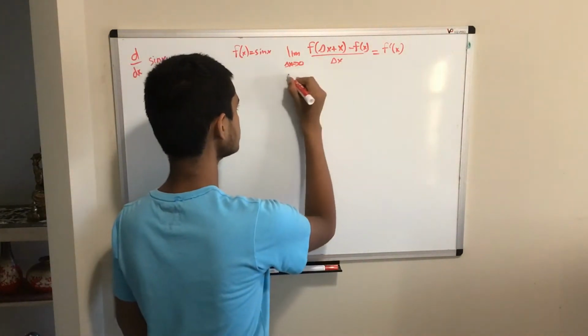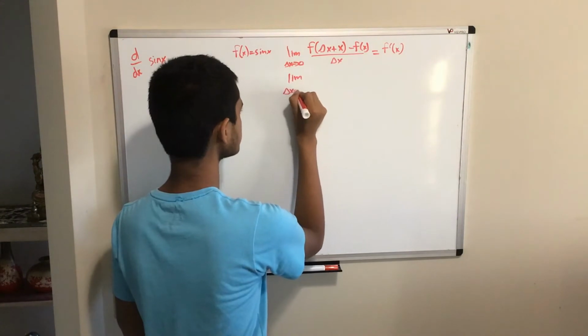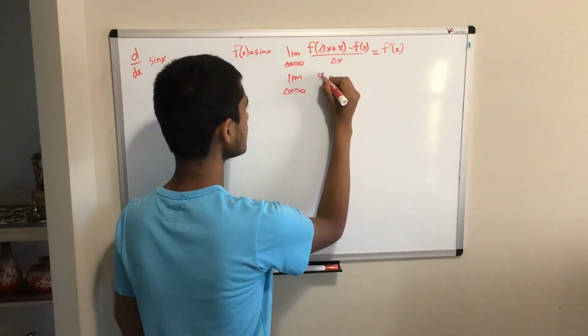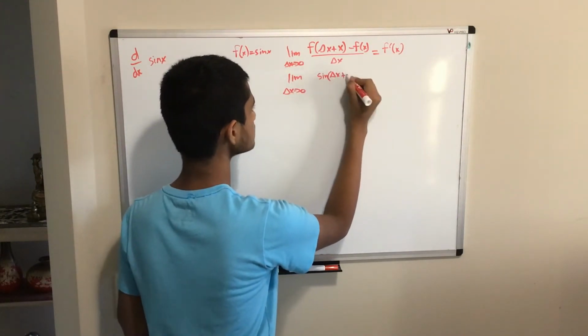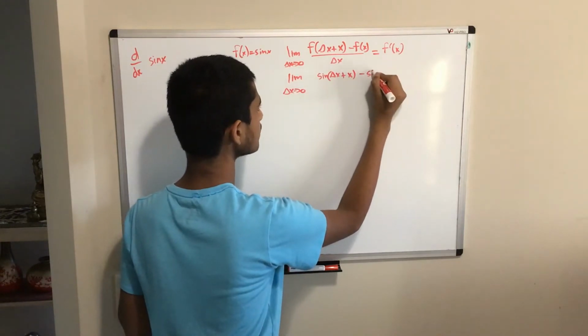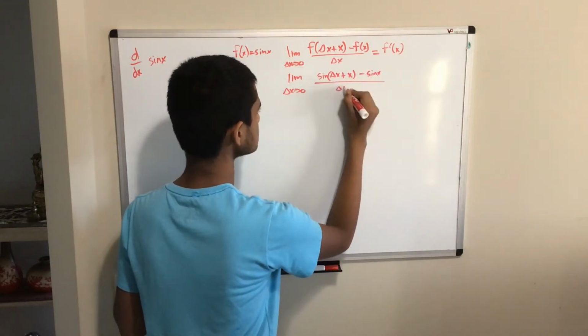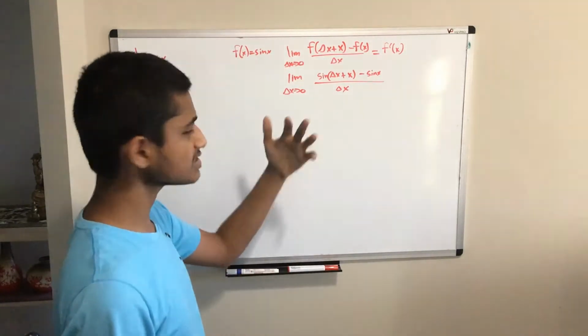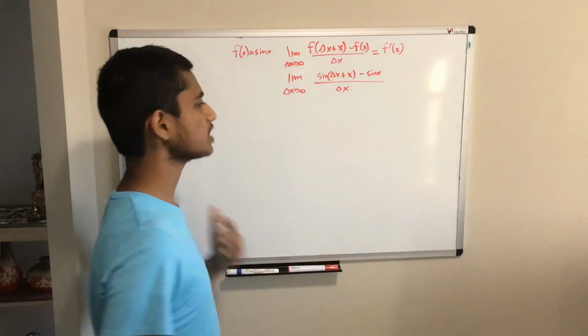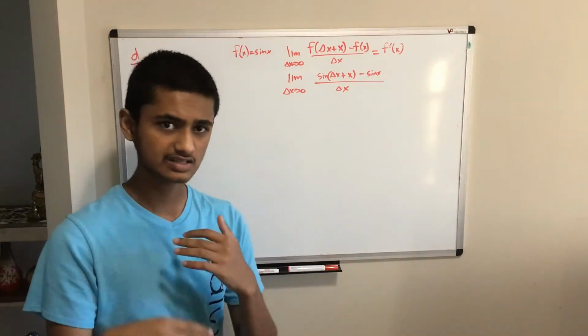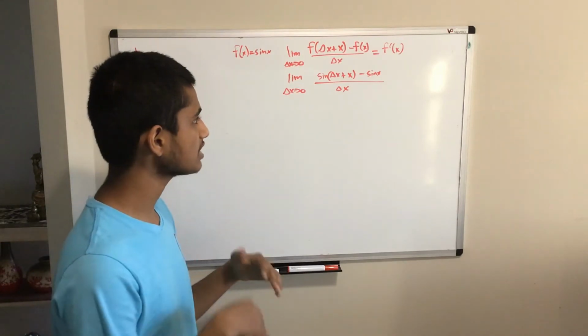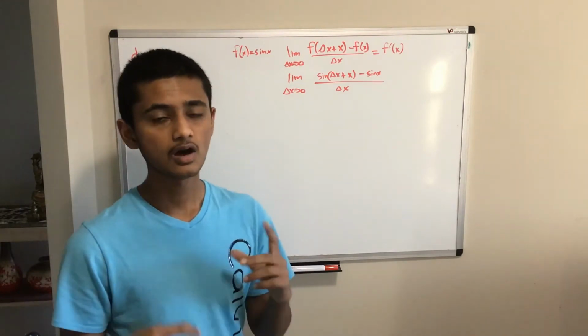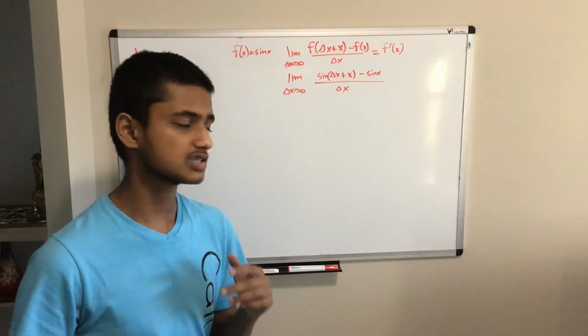So when we plug that in, that gives us the limit as delta x approaches 0 of sine of delta x plus x minus sine of x divided by delta x. And we might seem stuck over here because sine of delta x plus x isn't exactly cancelable with sine of x, and there doesn't seem to be anything obvious. But luckily, trig identities come and save us over here.